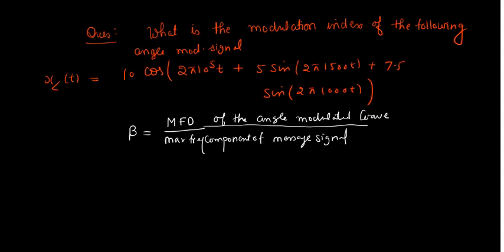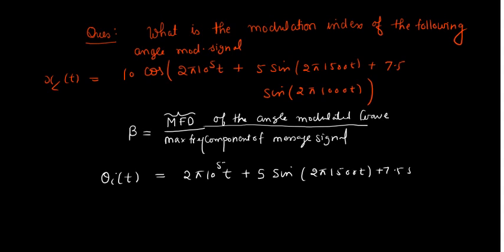So first let's try to evaluate the maximum frequency deviation. For this we will first see what is the instantaneous phase. Instantaneous phase is very simple. You can just take the argument of this cosine. So that is your instantaneous phase of this angle modulated waveform. Then we will evaluate step 1.